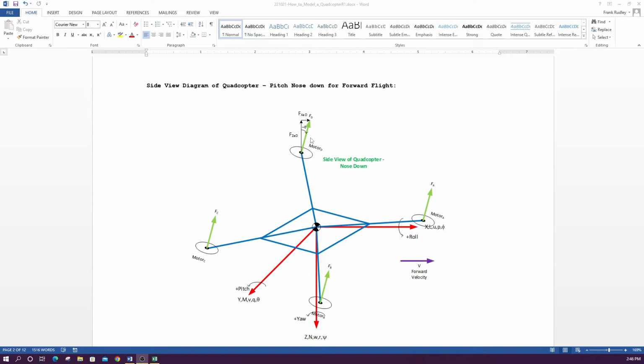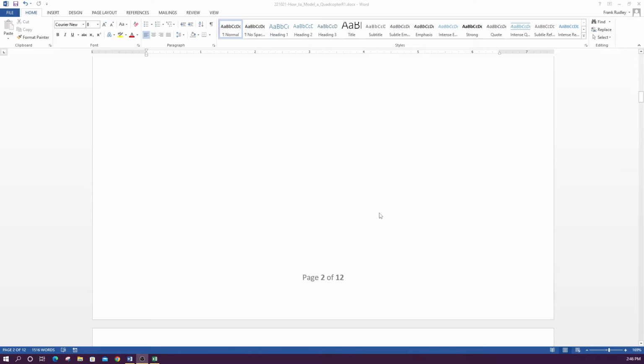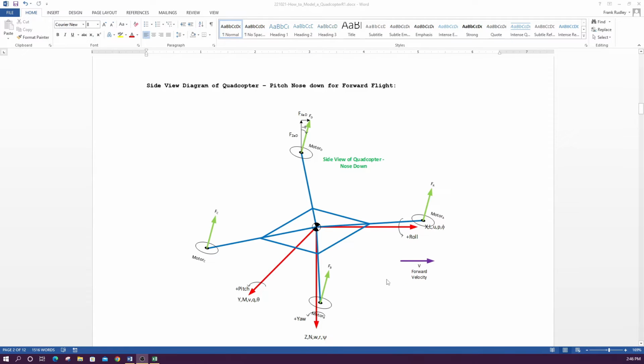So that would generate, if we summed up all these, an X force that would cause the airframe to move forward. So this is an example of pitching the nose down for forward flight. So this is the side view again. Again, this is our X, Y, and Z axis, say with the airframe pitched down a little bit. If you look at the previous diagram, the airframe is not pitched down. It's level in this plane here. So in this case, we pitched the whole airframe down.